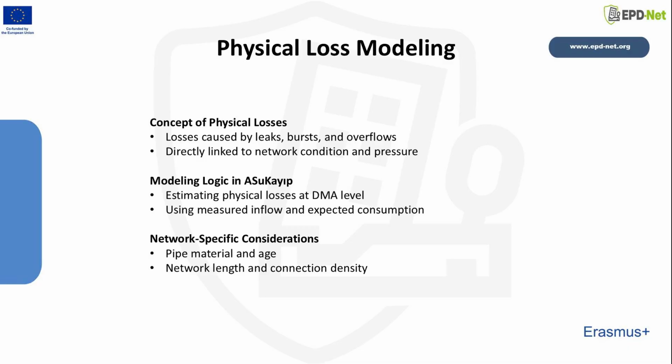Physical losses represent water that escapes from the distribution network due to leaks, bursts, and overflows. These losses are directly related to the physical condition of the infrastructure and are strongly influenced by operating pressure levels within the network. In the Ecological project, physical loss modeling is carried out at the DMA level. The modeling logic is based on comparing measured inflow volumes with expected consumption values derived from billing and demand data. The difference between these values provides an estimate of physical losses within each DMA.